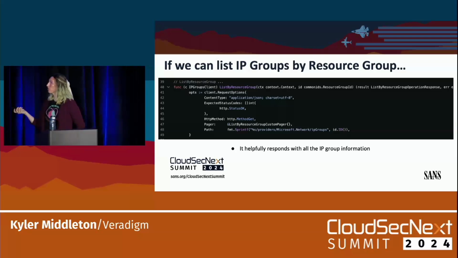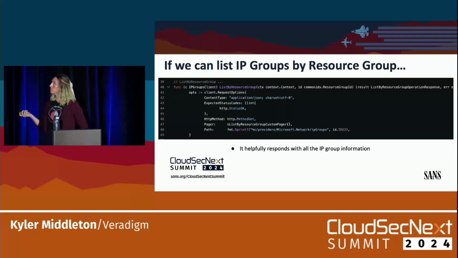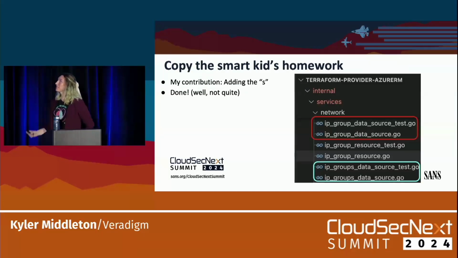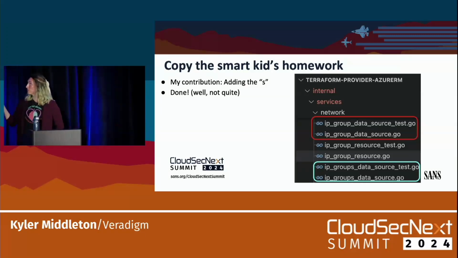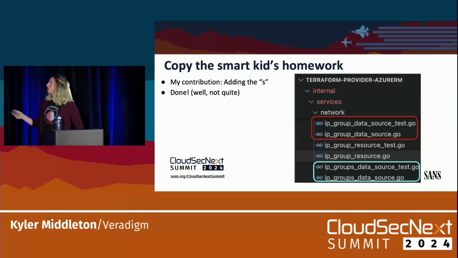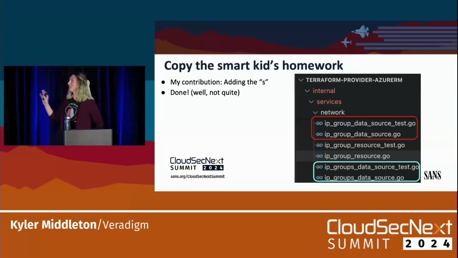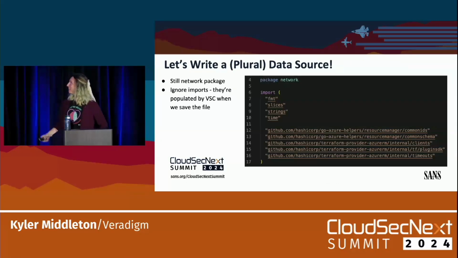So it will return all the IP group information within a resource group. First of all, let's copy the smart kids' homework. I'm a huge proponent of stealing. Definitely steal. Very recommended. Copy all the smart stuff that other people have built before you, because there's a lot of smart stuff you can steal and look smart yourself. So my contribution is to add the S, and then we're done. Not really, but the files are there, and that's a good start.